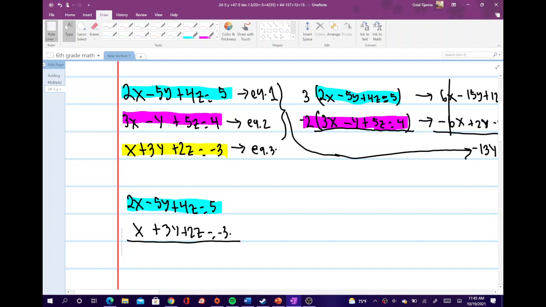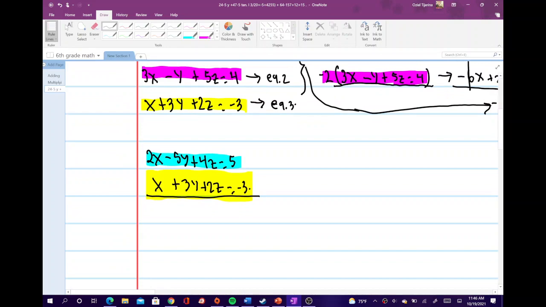I'm grabbing equations 1 and 3 now, and I'm gonna eliminate my x variable. So how do I eliminate it? If I have a 2x and I want to make it equal to 0, I want to cancel it out, I'm literally gonna multiply by -2 here. So this gives me the following.